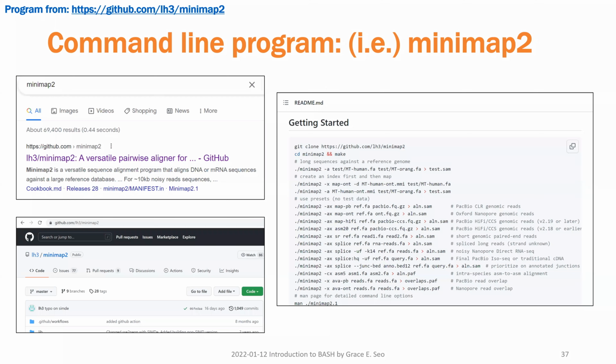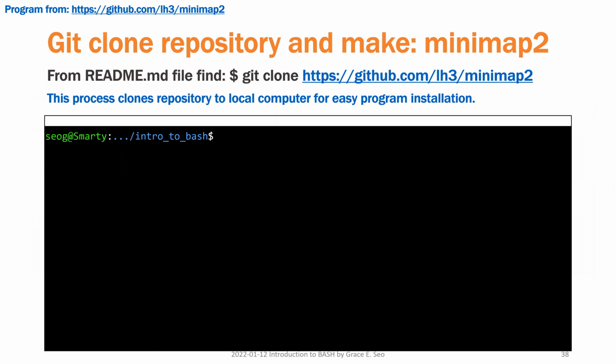So just for practice today, we'll install Minimap2, which is a read alignment tool. Most bioinformatics tools, including Minimap2, are freely available on GitHub. If you search on Google, you can find a website with source code along with README markdown that tells people how to install the program and use their program.